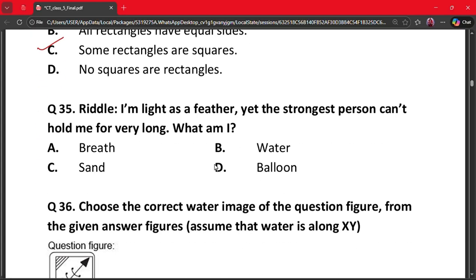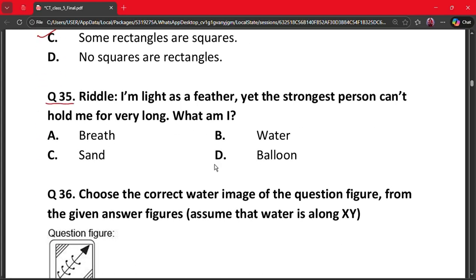Our next question is question number 35. Riddle. I am light as a feather, yet the strongest person can't hold me for very long. What am I? A. Breath. B. Water. C. Sand. And D. Balloon. The correct answer is option A, because breath has no weight, but no one can hold their breath for a long time. This fits the riddle perfectly. So the answer is breath.